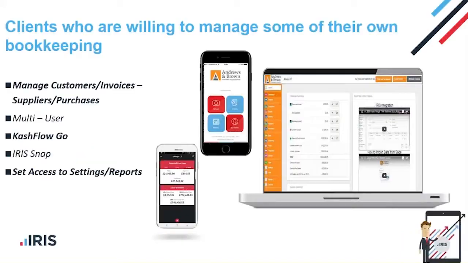So group two are the clients who are willing to manage part of the bookkeeping process. So when identifying your clients, you might find that you've got some that either won't or can't do all of that bookkeeping, but they might be able to do some of it, which would basically save you time processing all of the information. So we've got an app which is Cashflow Go.